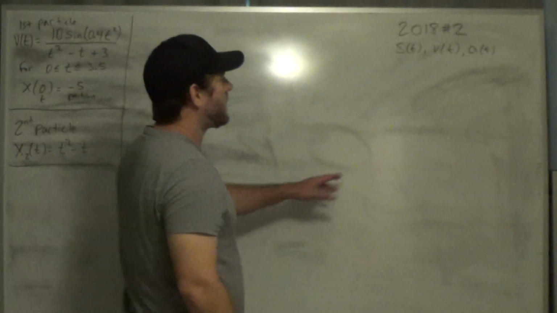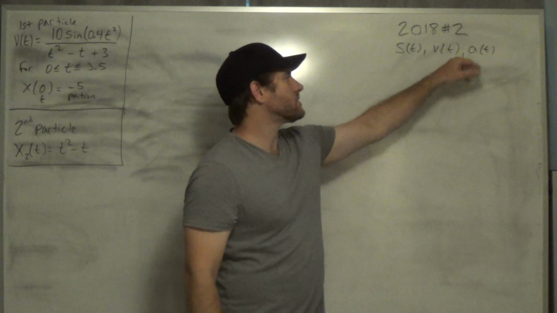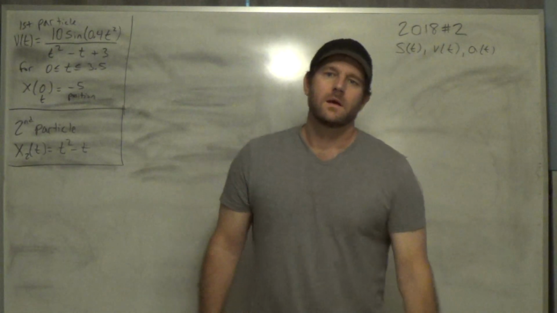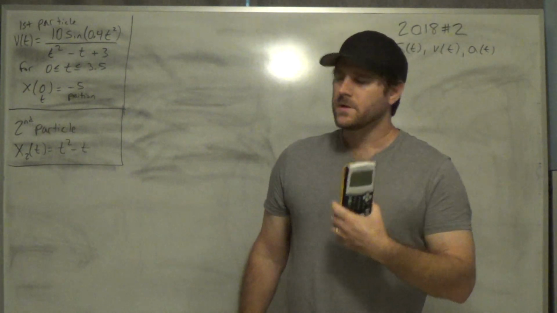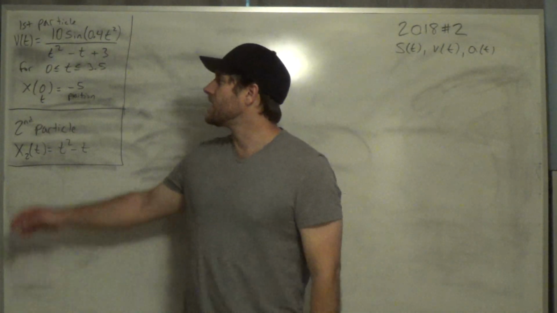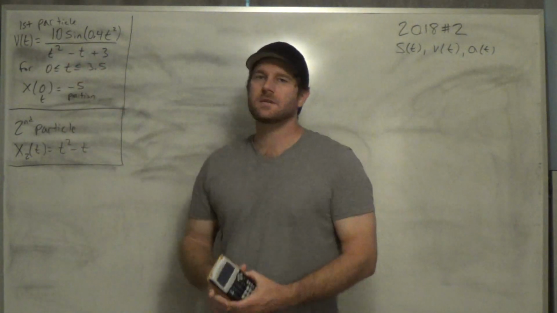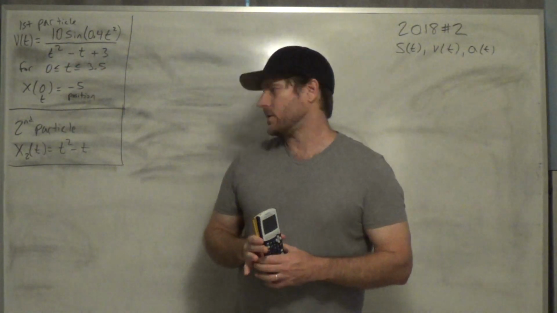Hello AV Calculus students. We are working on 2018 question number 2. It's a position, velocity, acceleration question, and it also is a calculator question. So the first thing I did is they gave me a particle. They told me its velocity, and I took the velocity and put it in y1 in my calculator.